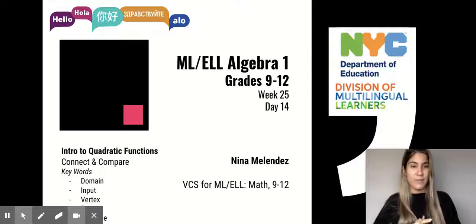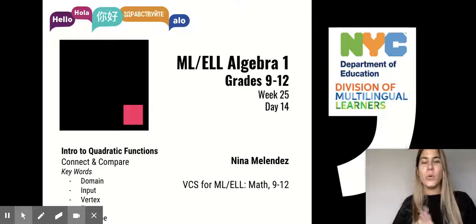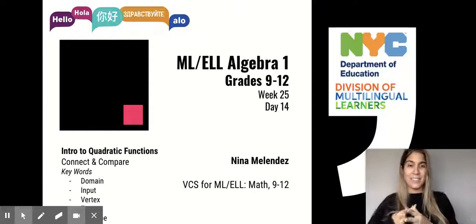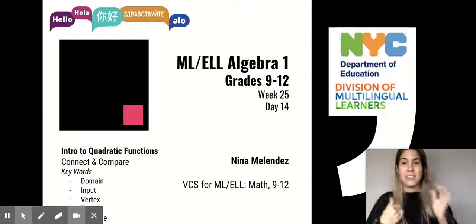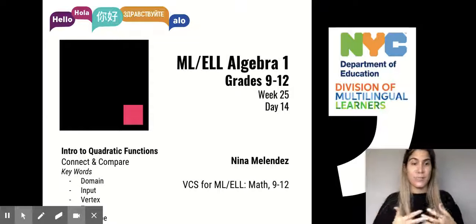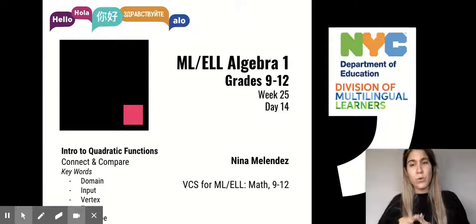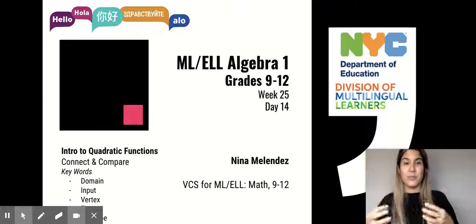Today, on our week 25, day 14 lesson, we are going to focus on our connect and compare portion of the lesson and how we can use this to compare and contrast our answers with our peers. And we'll also be looking at the words domain, input, vertex, zeros, and the word describe.